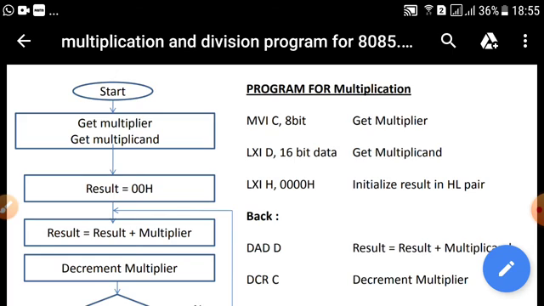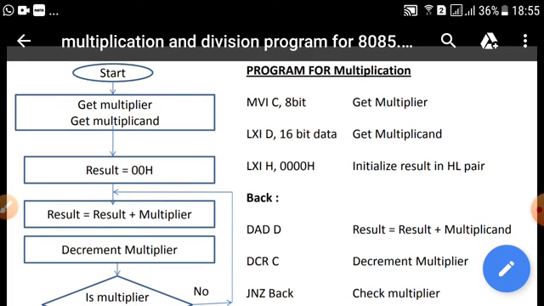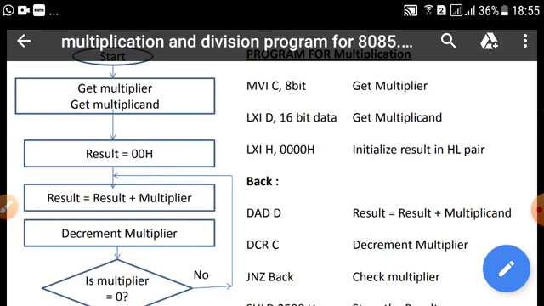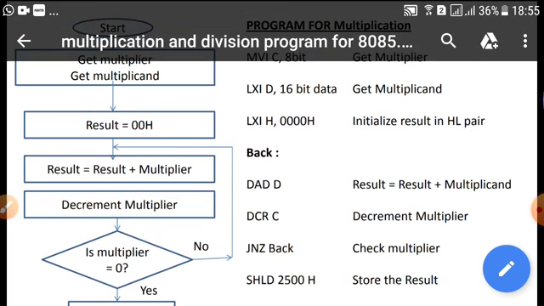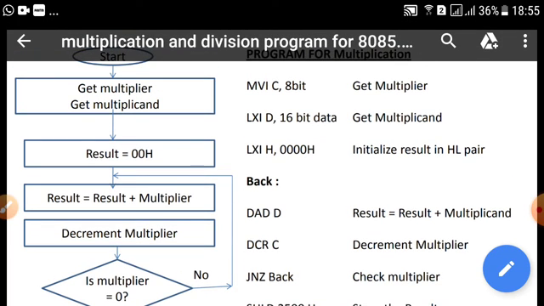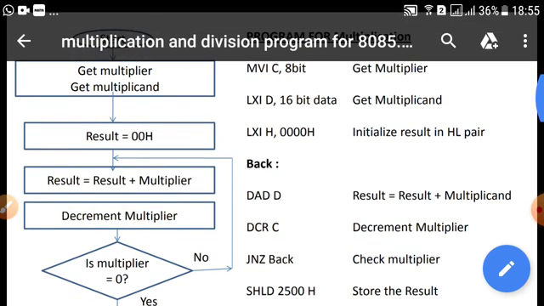Suppose we have multiplicand as 7 and multiplier as 2. If we know the mathematics, 7 into 2 will become 14. But if we don't know how the multiplication is done, we know the multiplier value and we also know the multiplicand value. So why not add the multiplicand to itself as many times as the value of the multiplier. If you multiply 7 with 2, you get 14. But if you add 7 two times with itself, you will also get 14. So with the same fundamental, the multiplication program is written.